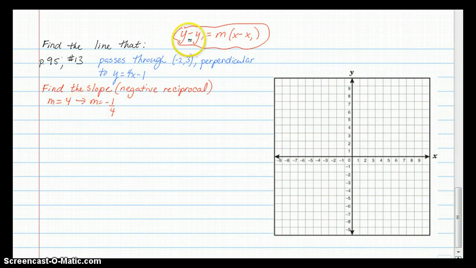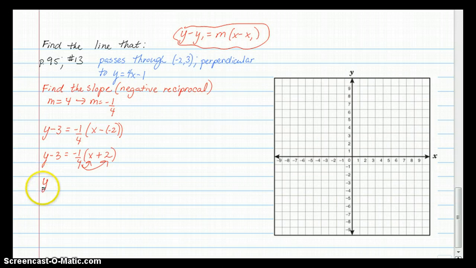So we're going to plug it into the y minus y sub 1 equals m times x minus x sub 1, which is the point slope form. So we're going to have y minus, our y sub 1 is 3, equals -1/4, x minus, and the x sub 1 is -2. We're going to use the additive inverse just as an initial step. Y minus 3 equals -1/4 times x plus 2. Then we are going to use the distributive property.